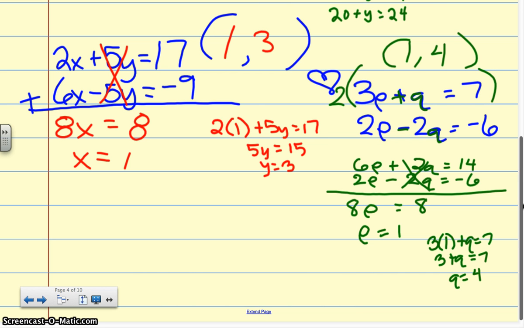That should help you with your first little bit of elimination. We'll get more into it tomorrow.